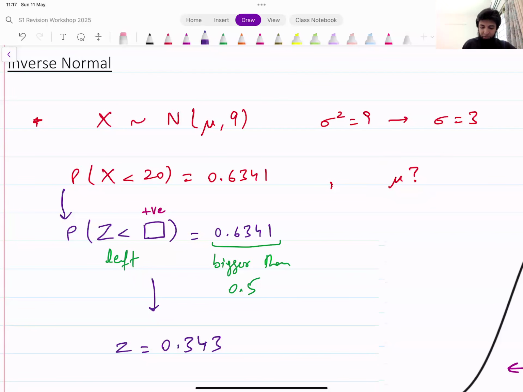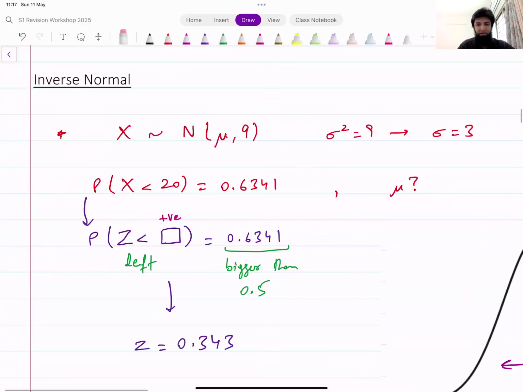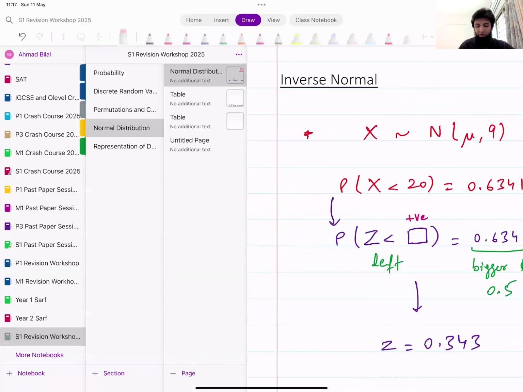Now, you have the probability given, and you have some missing information in the data: the mean is missing. So this is called inverse normal, where, using the probability, you have to find some missing information in the original data. Now, how does this work? For this, we first need to understand how to read the table in the reverse direction. In the opposite direction, how do you read the table?